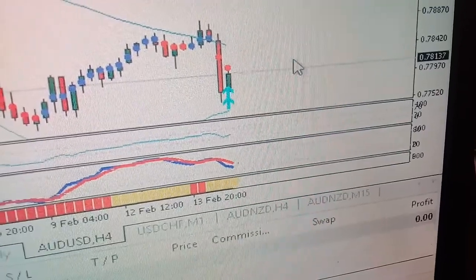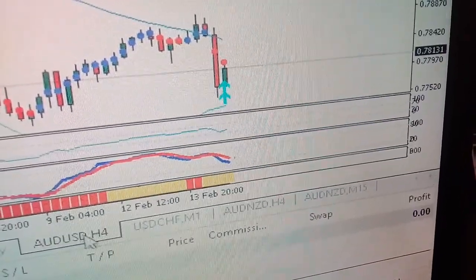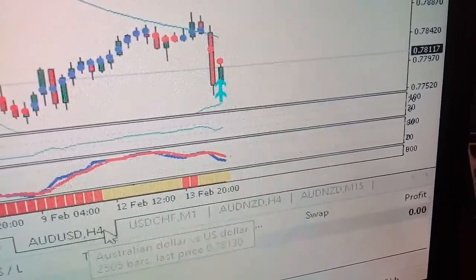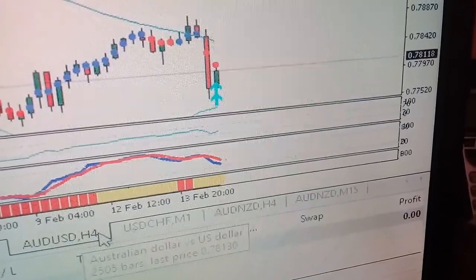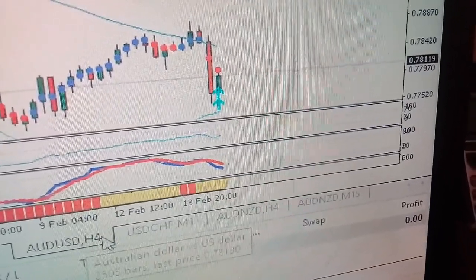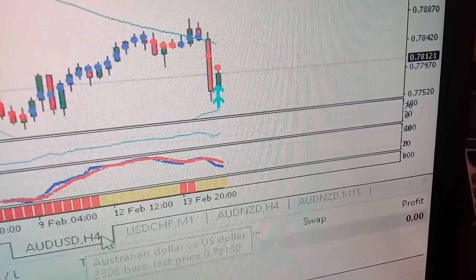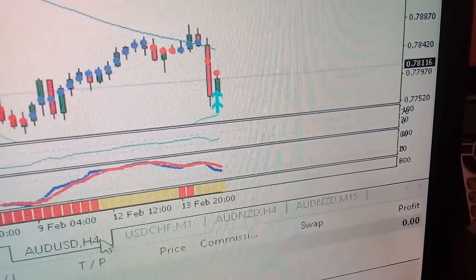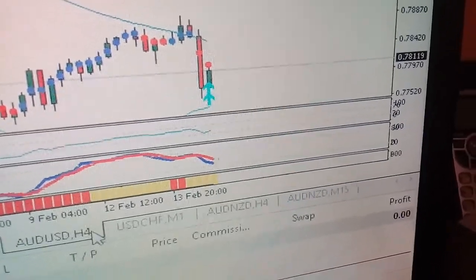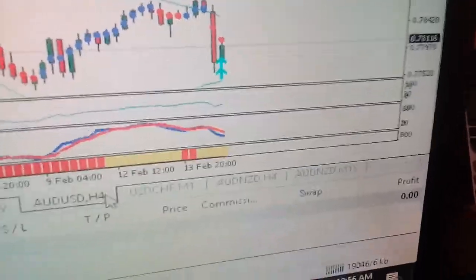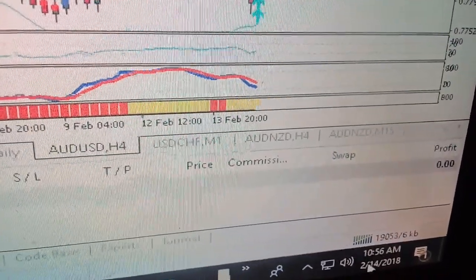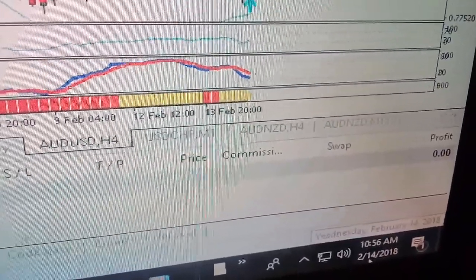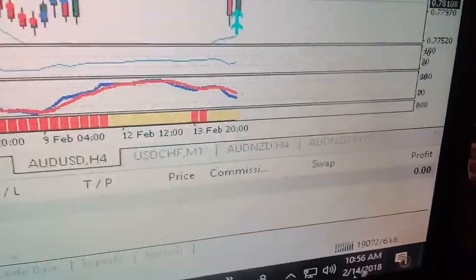I set it for the 4-hour chart, which indicates that between 4 hours plus, this particular currency could strengthen, the economy could strengthen against the US dollar. That means the US dollar is beginning to be weakened, or the economy will begin to be weakened at this particular time period. As you can see, the time below here is 10:56 a.m. It's Valentine's Day, so happy Valentine's to everyone, couples, etc.